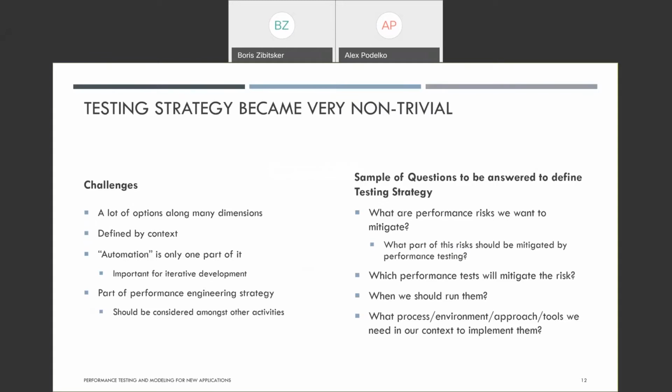With all these new options for performance testing, testing strategy becomes very non-trivial. We have a lot of challenges, including different options along many dimensions of performance testing. It's defined by context, so there is no single recipe for that. And automation is only one part of it. It is very important for iterative development, but it is just a part of the performance engineering strategy.